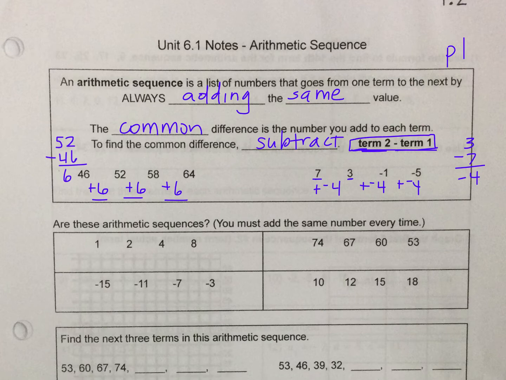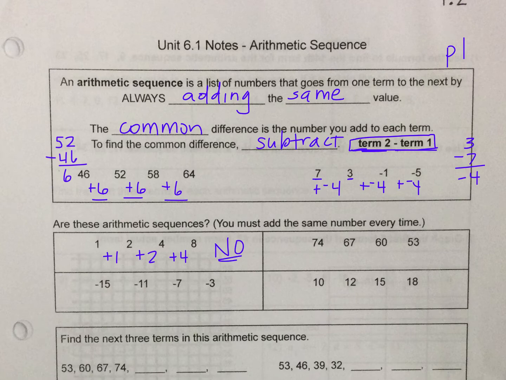So we are going to look at these sequences now and determine if they are an arithmetic sequence. So 1 plus 1 gets 2. 2 plus 2 gets 4. 4 plus 4 gets 8. Now there may be a pattern right here, but it is not adding the same number over and over again. So no, this is not an arithmetic sequence.